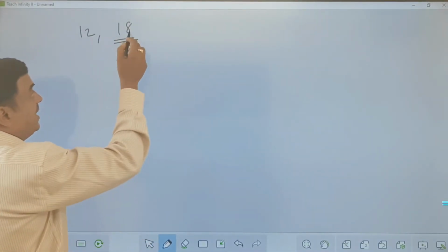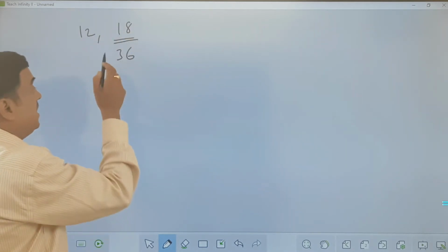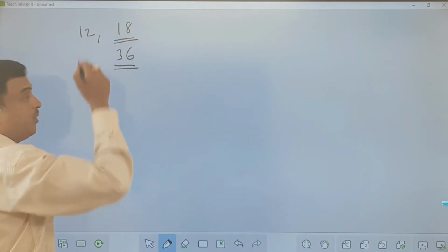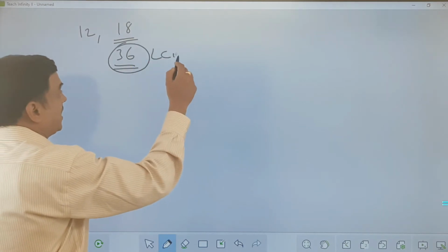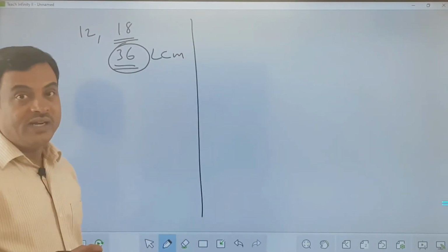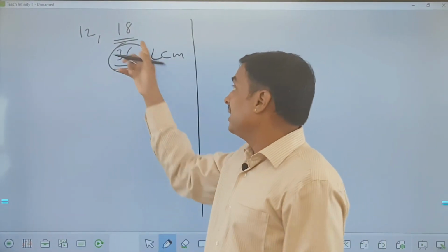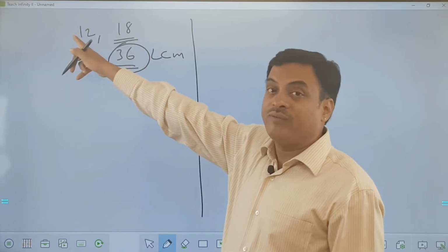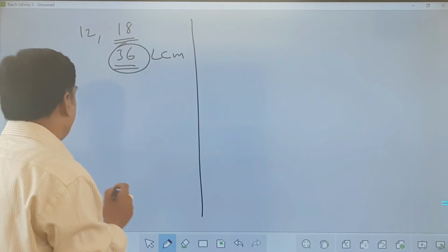36. Now 18 is not a multiple of 12, otherwise 18 would have been the LCM. Is 36 a multiple of 12 also? It is already a multiple of 18. Is it a multiple of 12 also? Yes. So 36 is the LCM. So what I should do, my friend, is write only multiples of the highest number given, and in that check which number is also a multiple of the other numbers given.